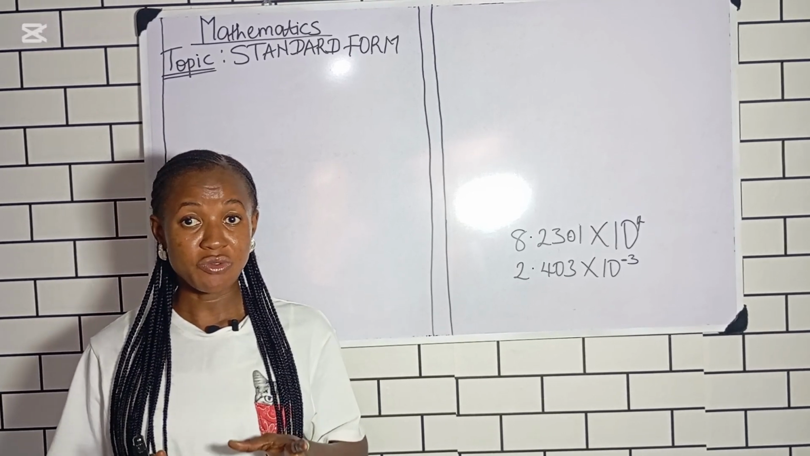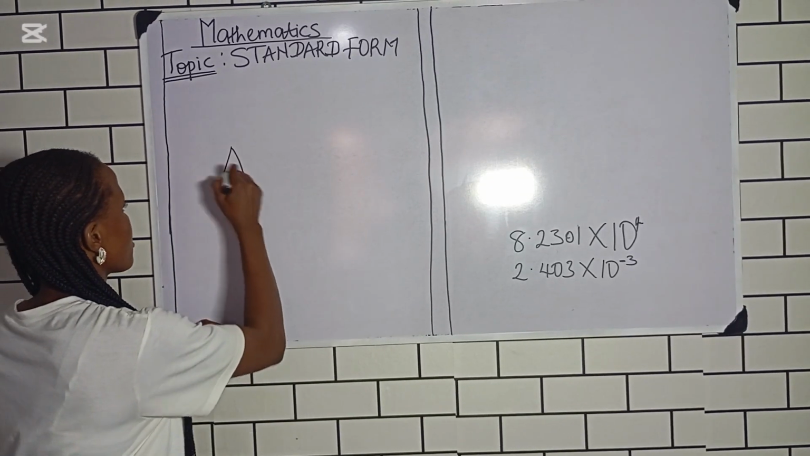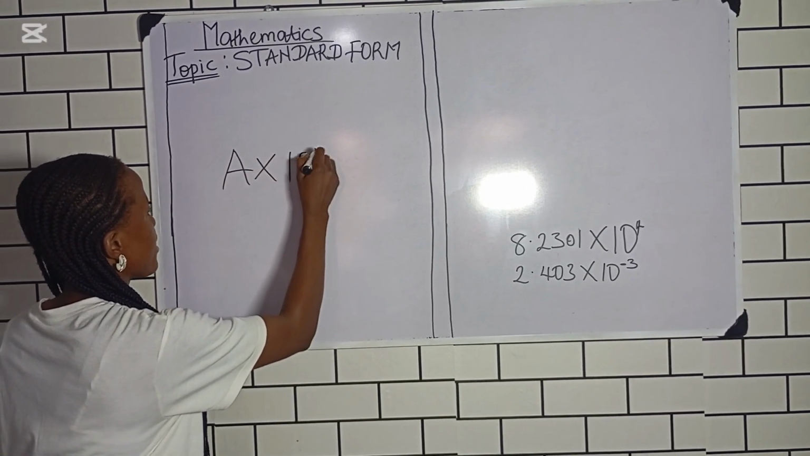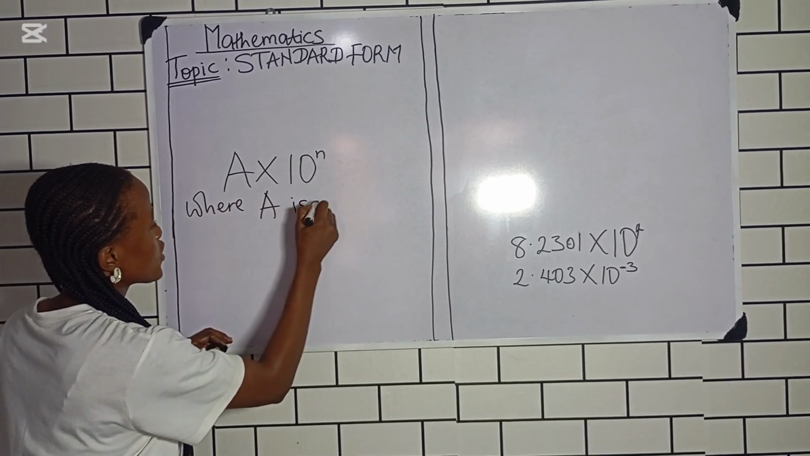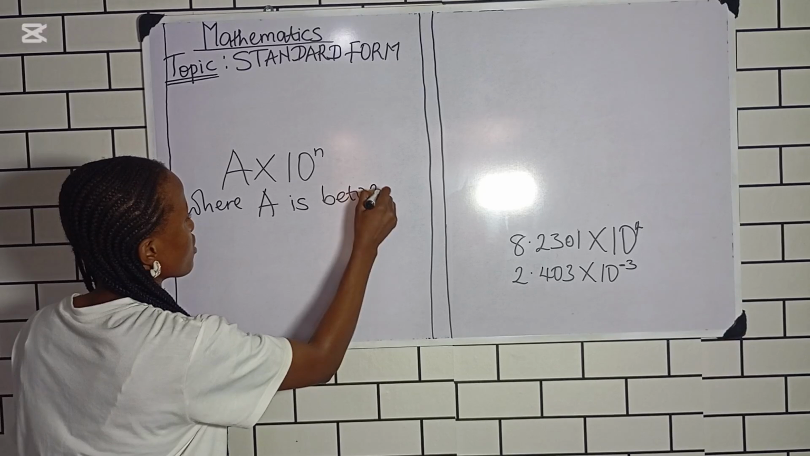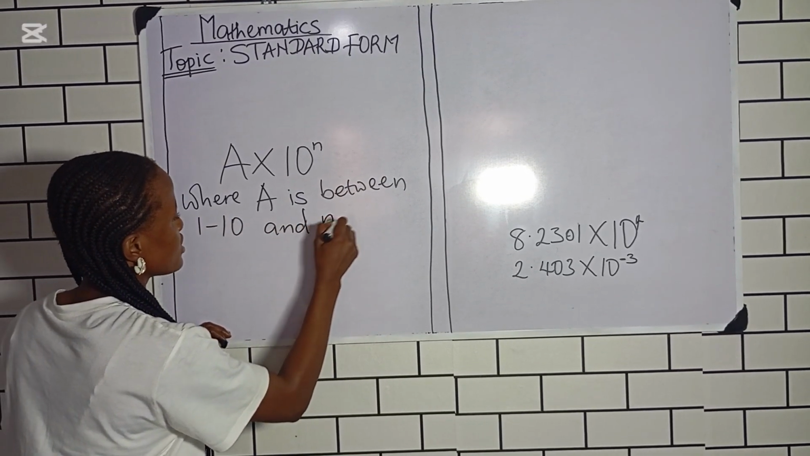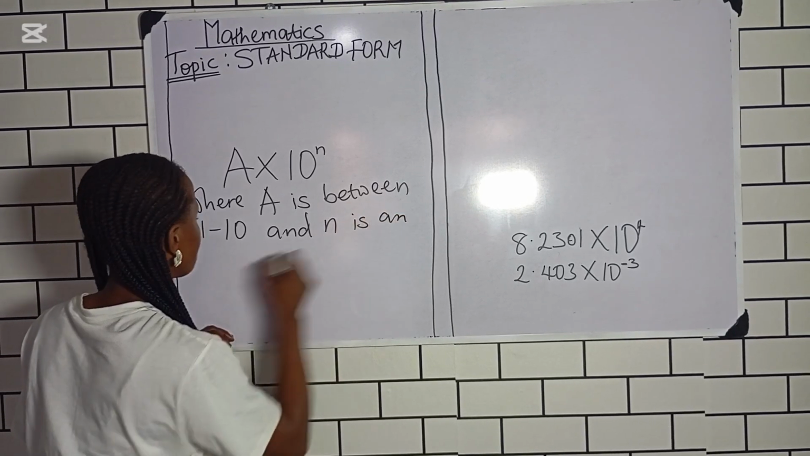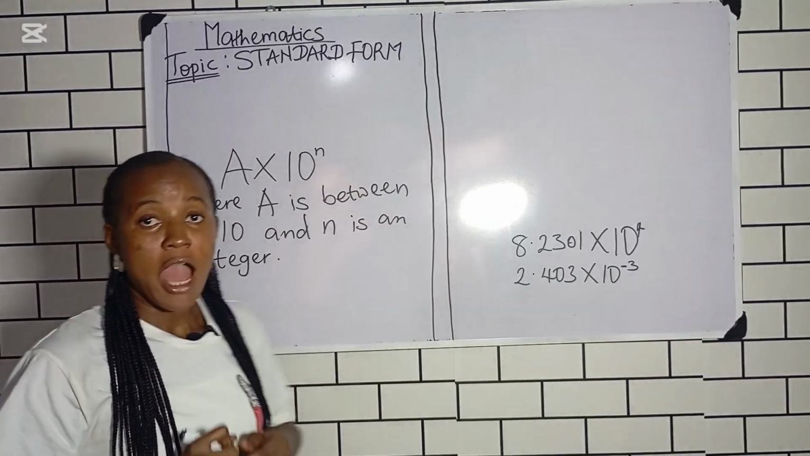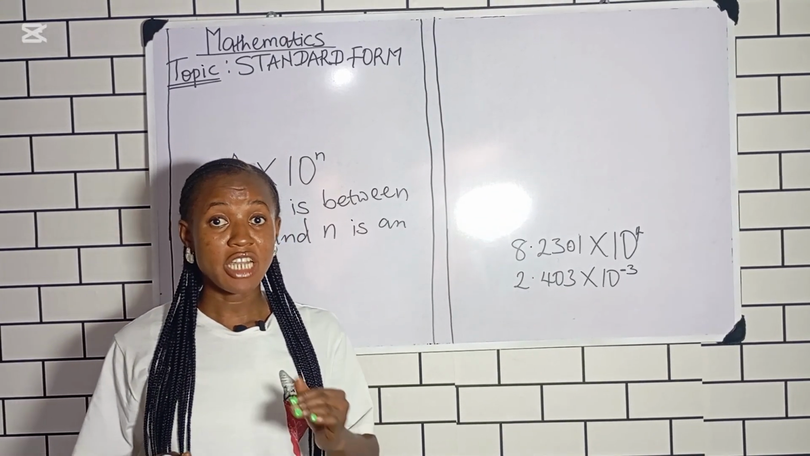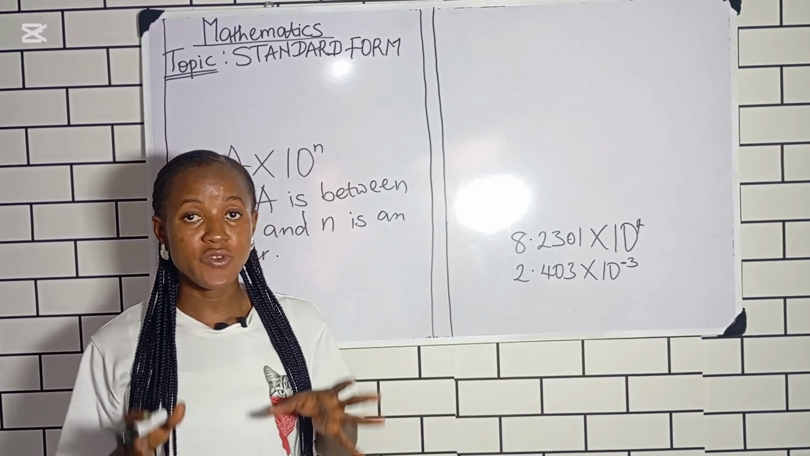A number is said to be written in standard form when it is written in this format: A times 10 raised to power n, where A is between 1 and 10 and n is an integer. And we all know what an integer is. An integer is a whole number. N can be a positive whole number or a negative whole number.